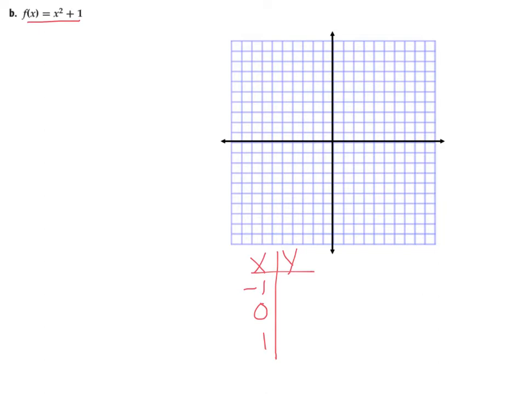-1 squared is going to give me +1. 1 plus 1 is 2. 0 squared is 0, plus 1 is 1. 1 squared is 1, plus 1 is 2. So if I graph this, I have (-1, 2), (0, 1), and (1, 2). So I can connect these. We know that since it's x squared, it's going to be a parabola.